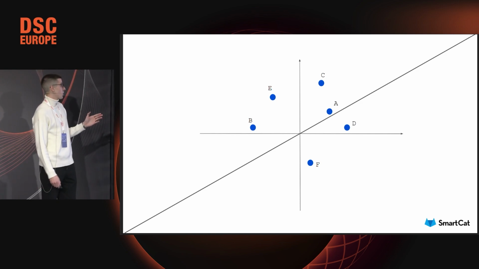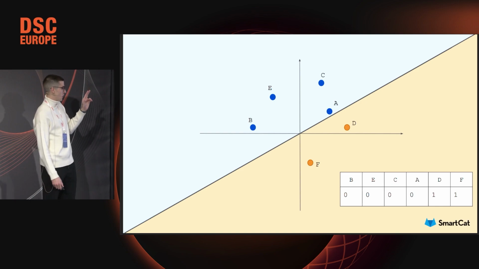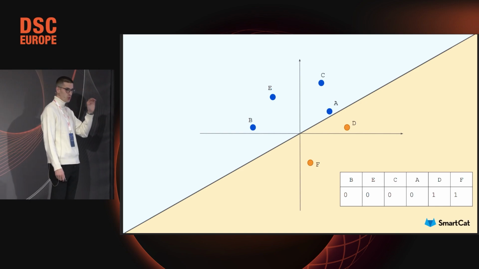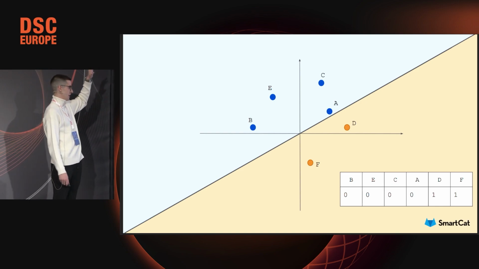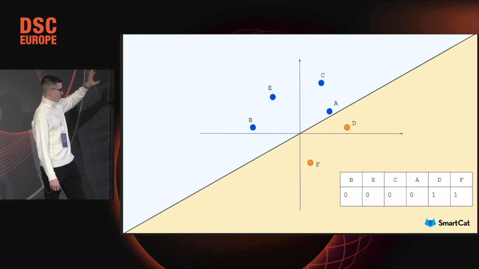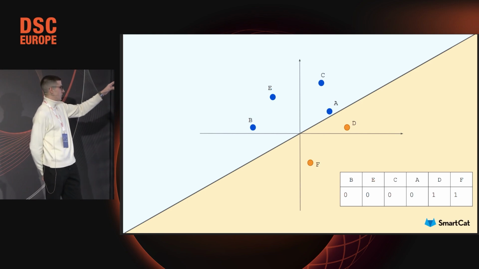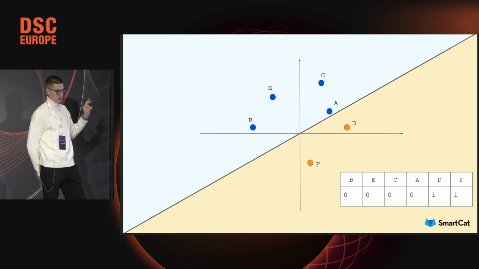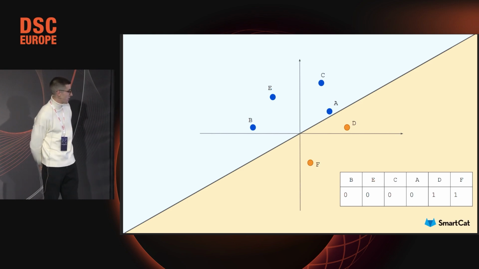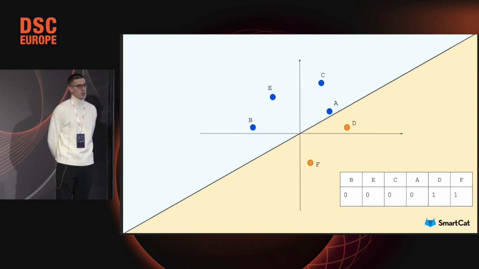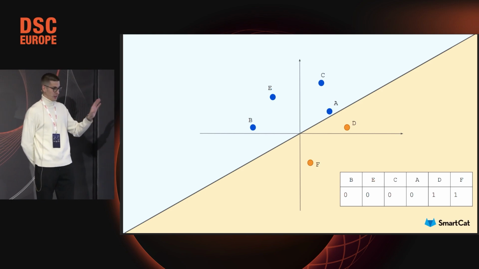And we say, okay, we're going to encode our vectors using this hyperplane. Everything that's left of it or up, so in the blue space, it's a 0. Everything that's in the orange space, it's a 1. And so the result is B, E, C, A, they've gotten their encoding as 0, and D and F, they've got 1s. We repeat this process n times.